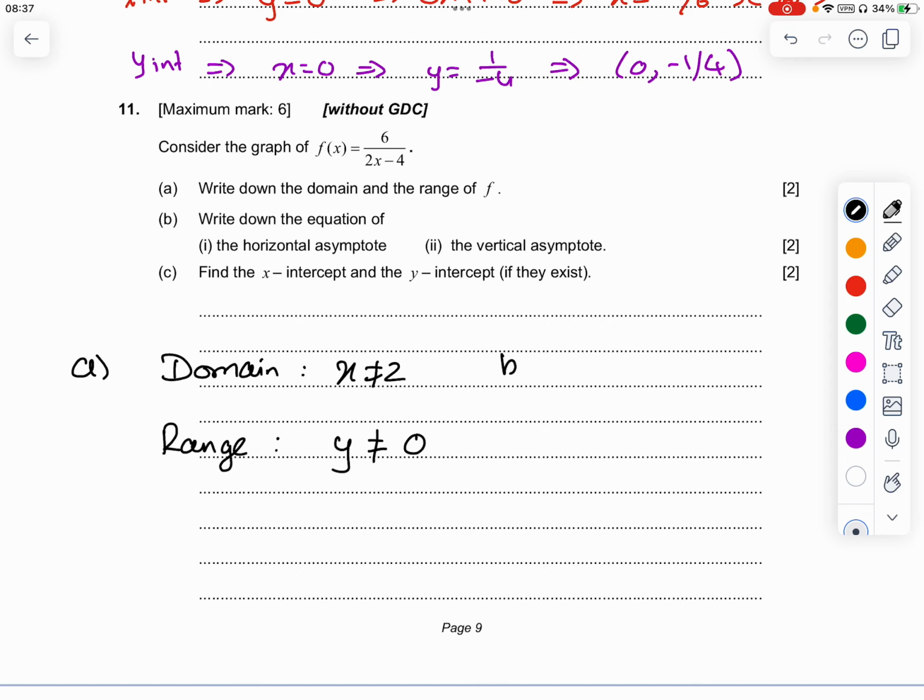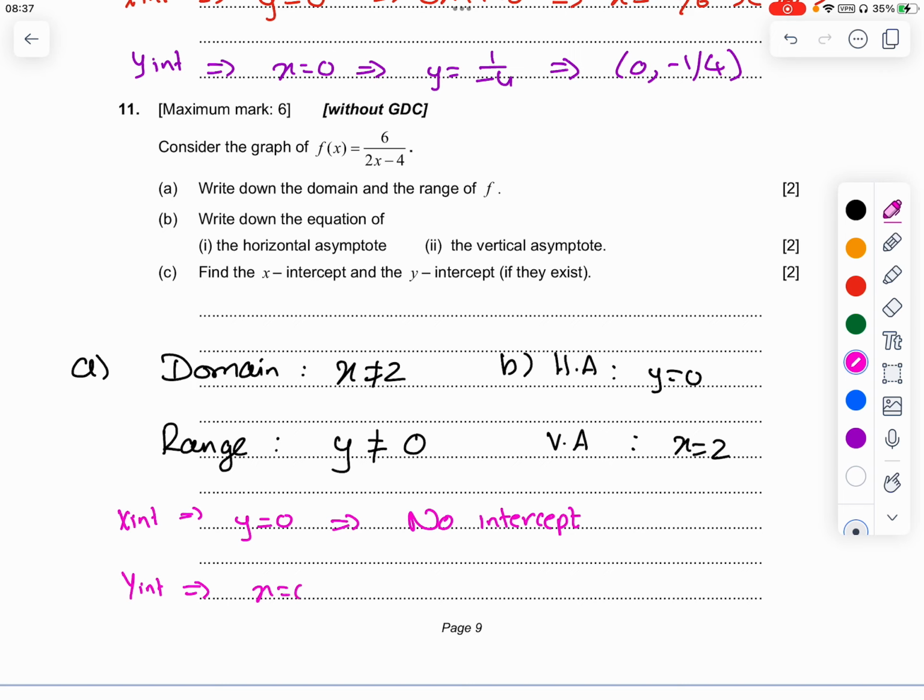Now part B, what is the horizontal asymptote? The horizontal asymptote is y equals 0. Vertical asymptote, x equals 2. Next, x-intercept. X-intercept means y equals 0, but 6 divided by something can never be 0. So no x-intercept. Y-intercept, it implies x equals 0. So what does it become? y equals 6 by minus 4. So what is that point? 0 comma negative 3 upon 2.